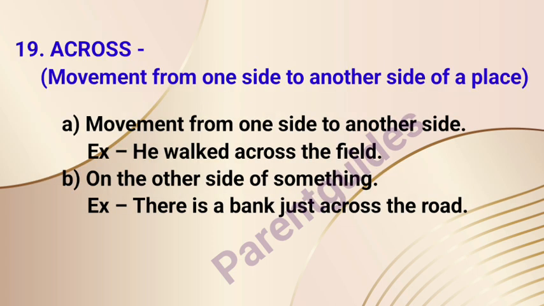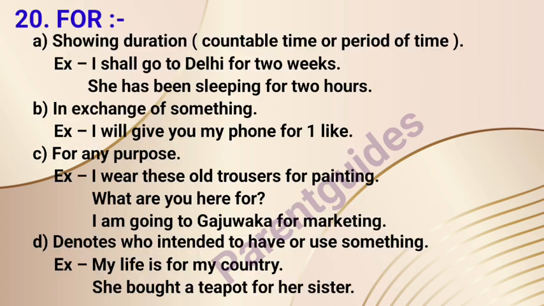19. Across. Across is used in case of movement from one side to another side of a place. A. Movement from one side to another side. Example, he walked across the field. B. On the other side of something. Example, there is a bank just across the road.